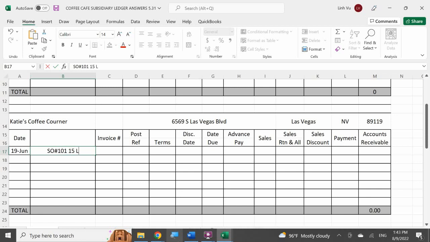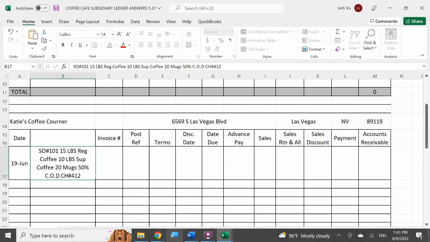So she bought regular coffee 15 pound, spring coffee 10 pound, and then ceramic mug 20 unit. And she paid COD, check number 412. 20 mugs, yes, 50% COD, check number 412. And then invoice number is 101.